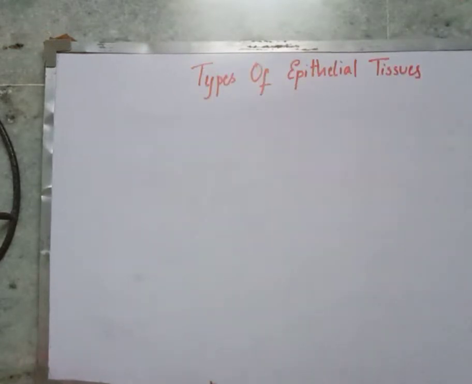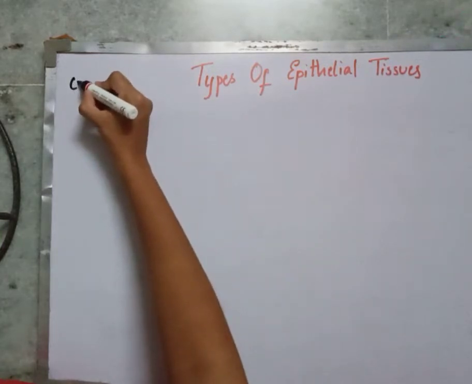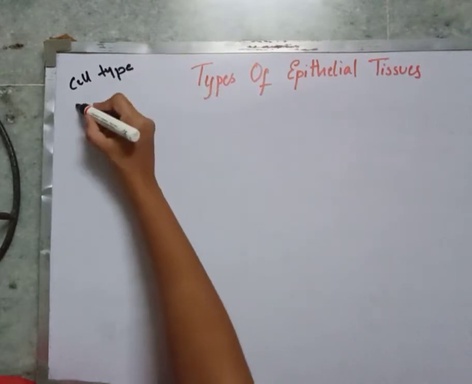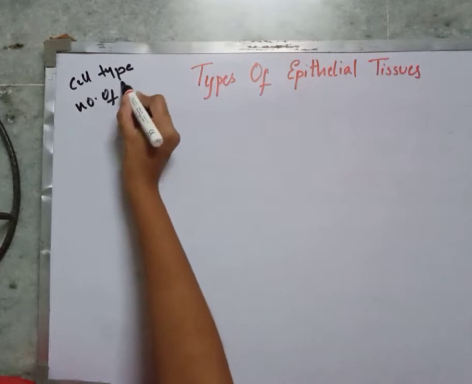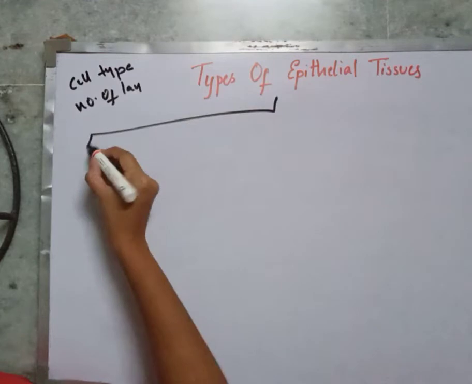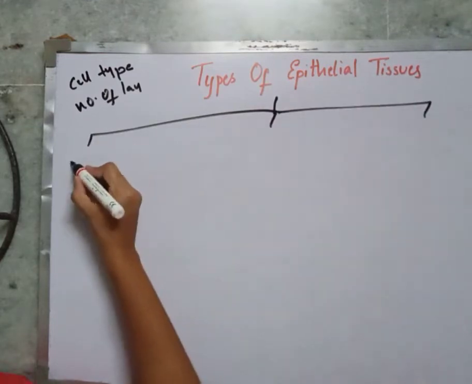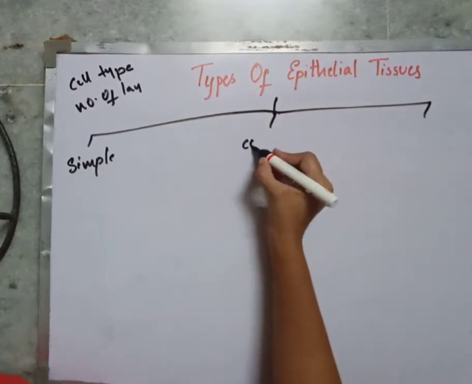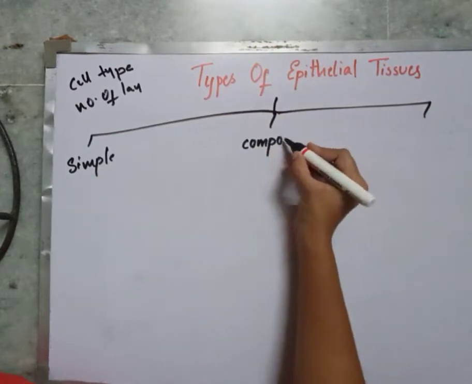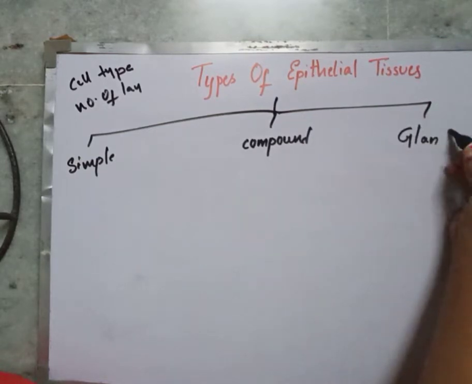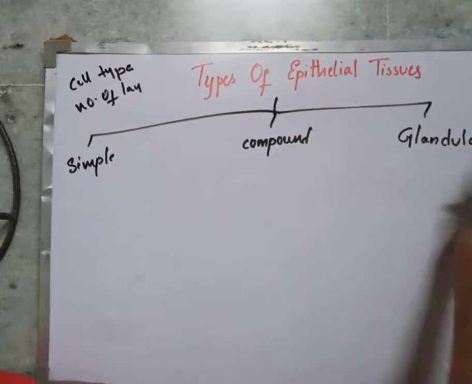See, epithelial tissues are categorized based on the types of cells, which is nothing but the cell type, and the number of layers of cells. So epithelial tissues are broadly classified into three types. They are simple epithelium, compound epithelium, and the third one is glandular epithelium. So these are the types of epithelial tissues.